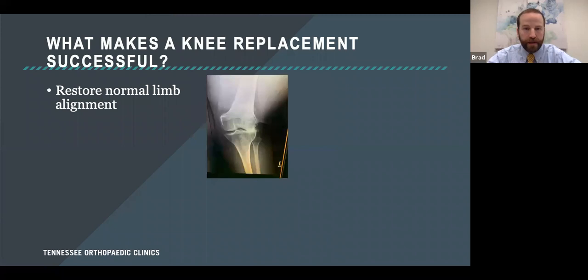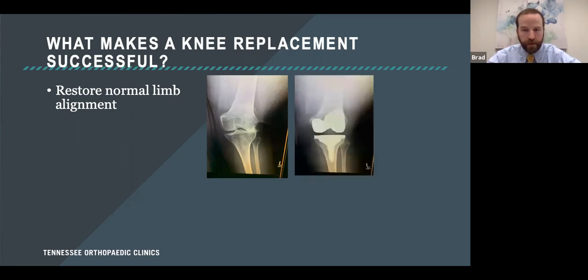So if you had a knee like this, which is more knock-kneed and has significant bone-on-bone arthritis in the lateral side of the knee, or the outside part of the knee, then with a replacement, you can straighten this back out.